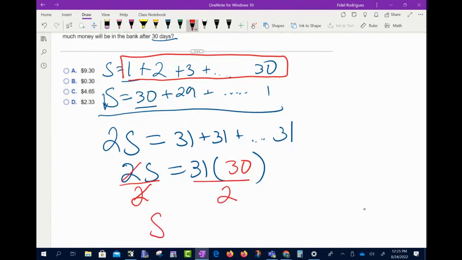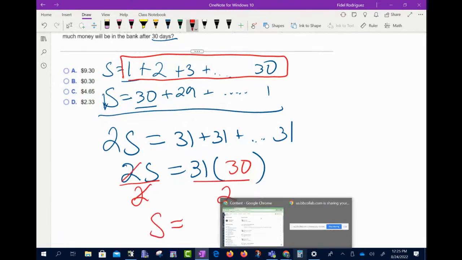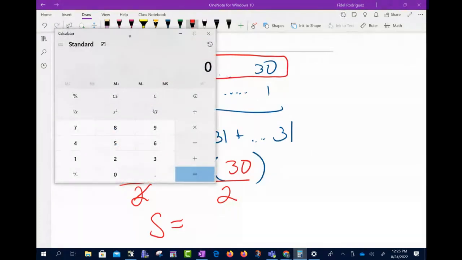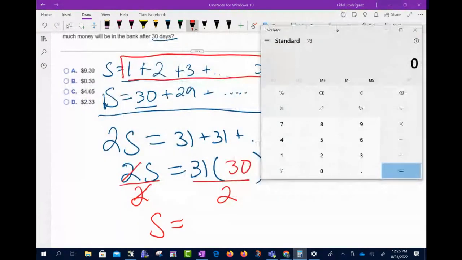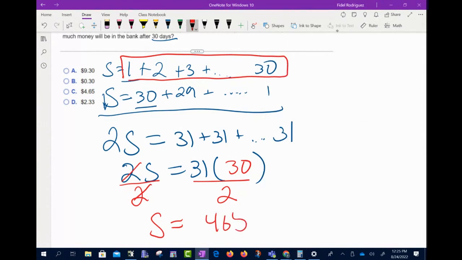All right. Okay, so now I'm going to take my calculator. Here we go. Move this over to the side. 31 times 30 and divide it by 2. 465, right? That's how many pennies I have, but that's really, what, $4.65? And there's my answer right there, right? All right, cool.